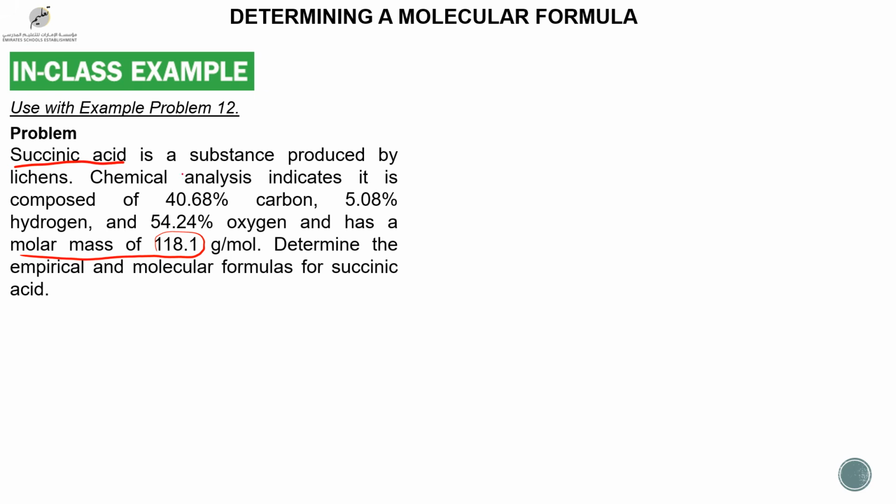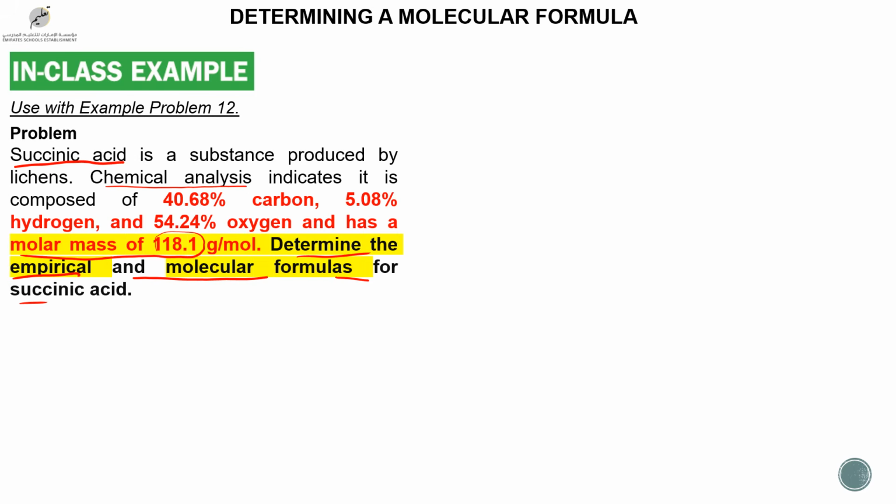Okay? Because it's chemical analysis. Determine the empirical formula, let's do a review of the empirical formula, and the molecular formula of succinic acid. Of course, you can't find the molecular formula without finding the empirical first, because that's one of the steps. So, first of all, write what you know, what they gave you.